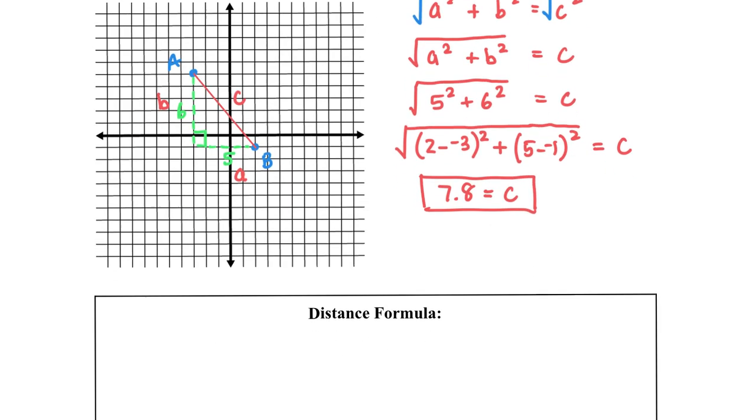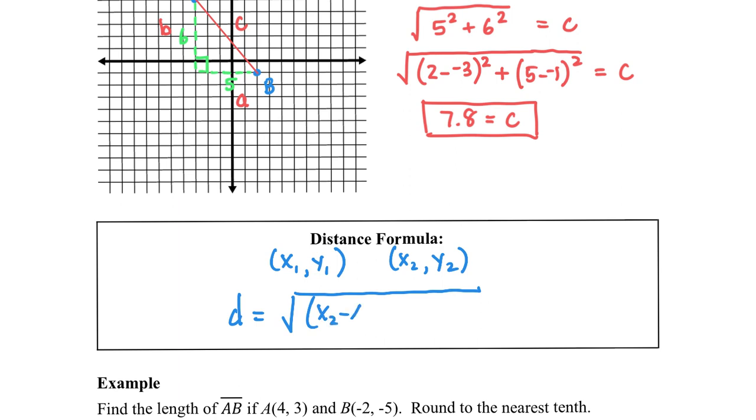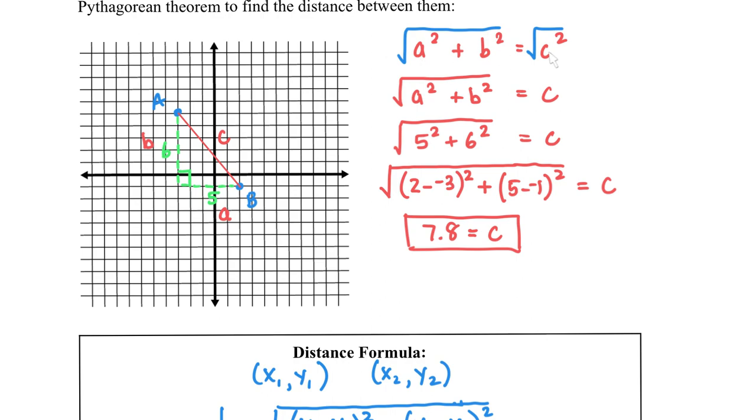So let's generalize this. The distance formula is, when you have 2 coordinates, x1, y1, and your other coordinate is x2, y2, your distance formula is d equals the square root of x2 minus x1 squared plus y2 minus y1 squared. That's the distance formula. That's the entire thing. And as you can see, it actually comes from the Pythagorean theorem.